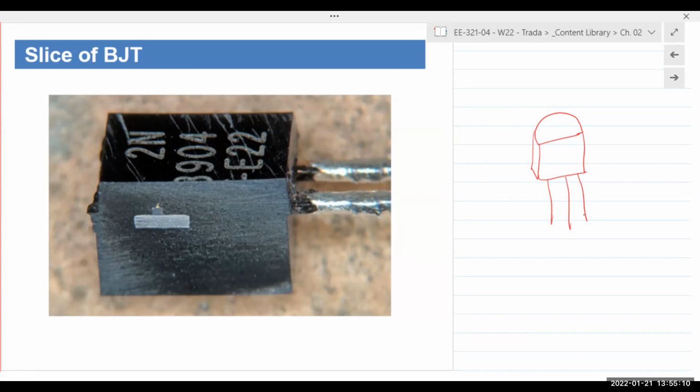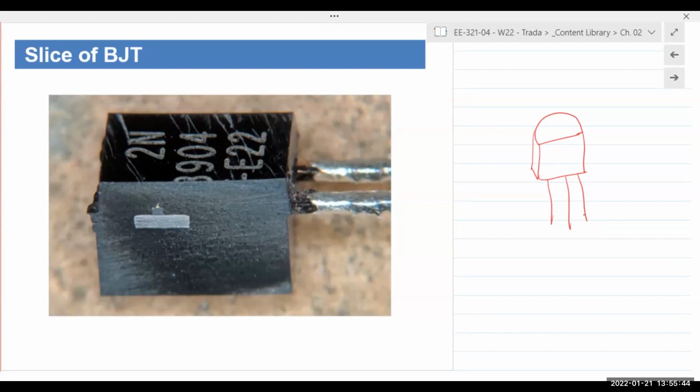Anyone remember the number of the diodes that they use? The model number? 1N4000 something. That's a 1N4000 series. Transistors is 2N2000 something. What does 1N and 2N stand for? Well, not just N type, it's just the number of junctions. So 1N stands for diode, 2N stands for BJTs.